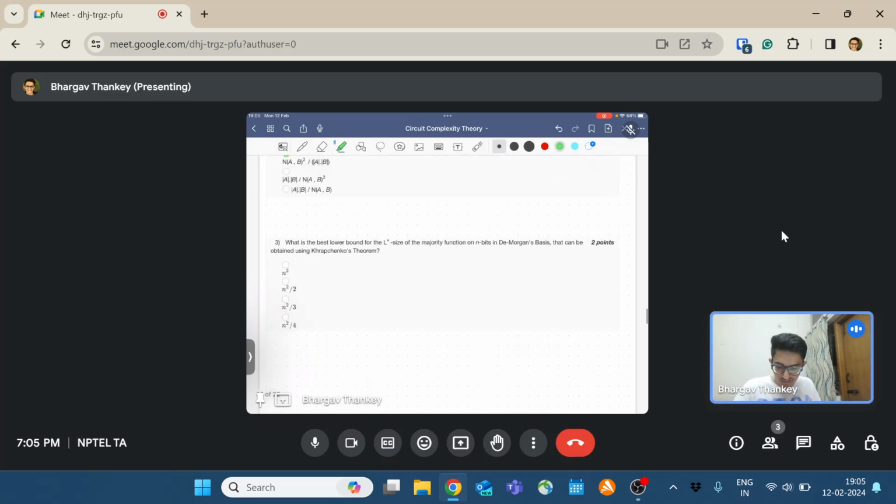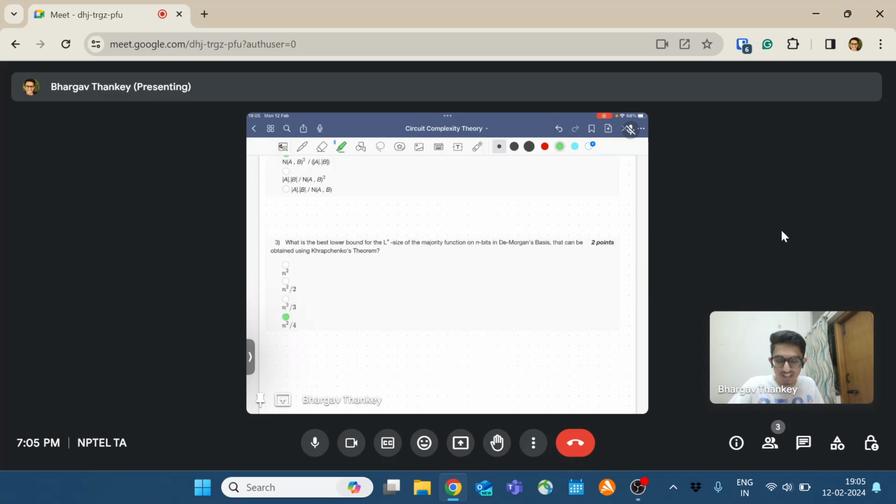The third one is: what is the best lower bound for the L star size of the majority function on n bits in the De Morgan basis that we can get from Khrapchenko's theorem? n squared over 2, n squared over 3, or n squared over 4? I think it's n squared over 4. It's fine if you don't remember the exact constant, we have the intuition because only half of the bits we can flip for it to go to the other.